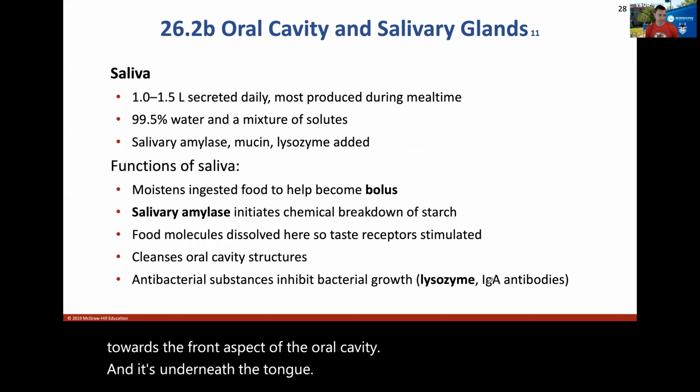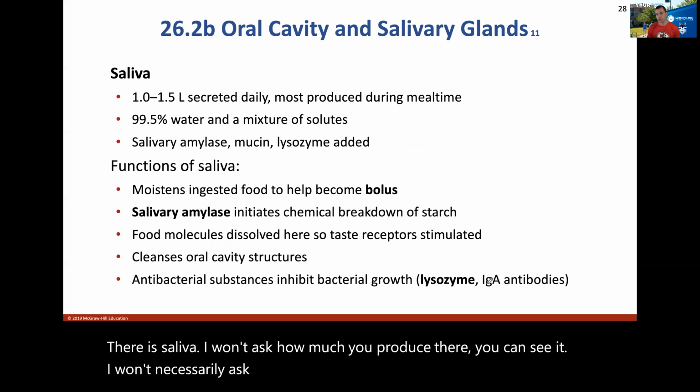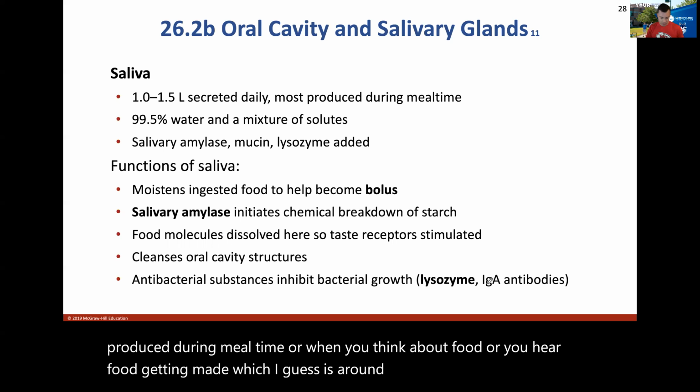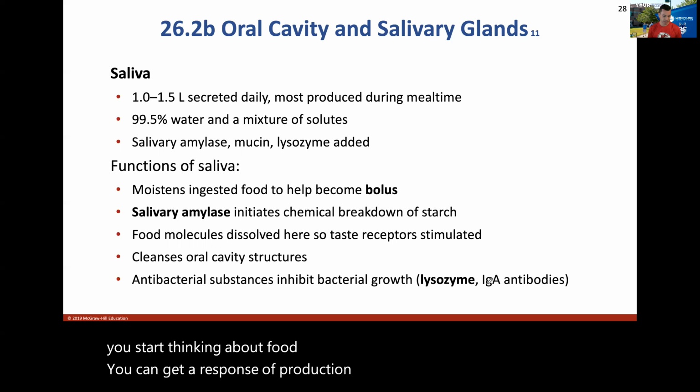I feel like that goes without saying. There is saliva. I won't ask how much you produce. There you can see it. I won't necessarily ask how much you are producing ever. Most of it's produced during mealtime or when you think about food or you hear food getting made, which I guess is around mealtime technically. But if you start thinking about food, you can get a response of production of saliva as well. So it is psychological.